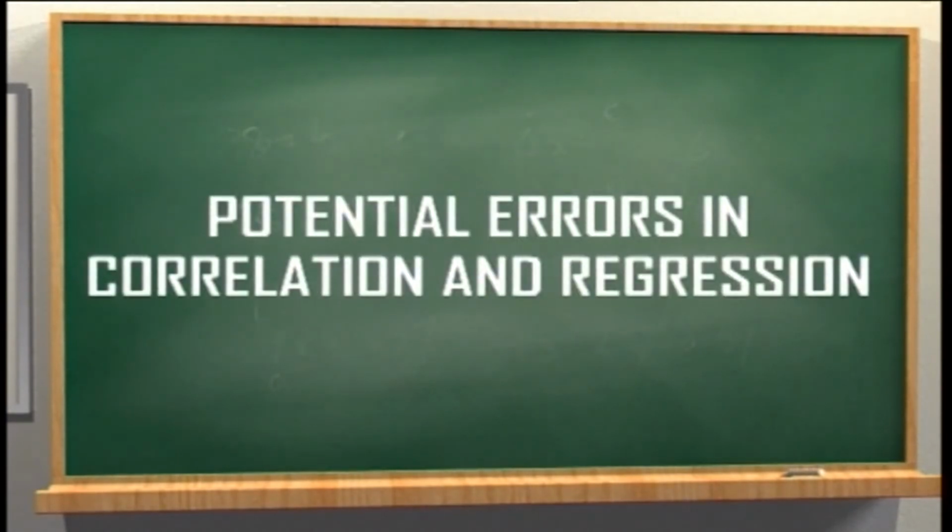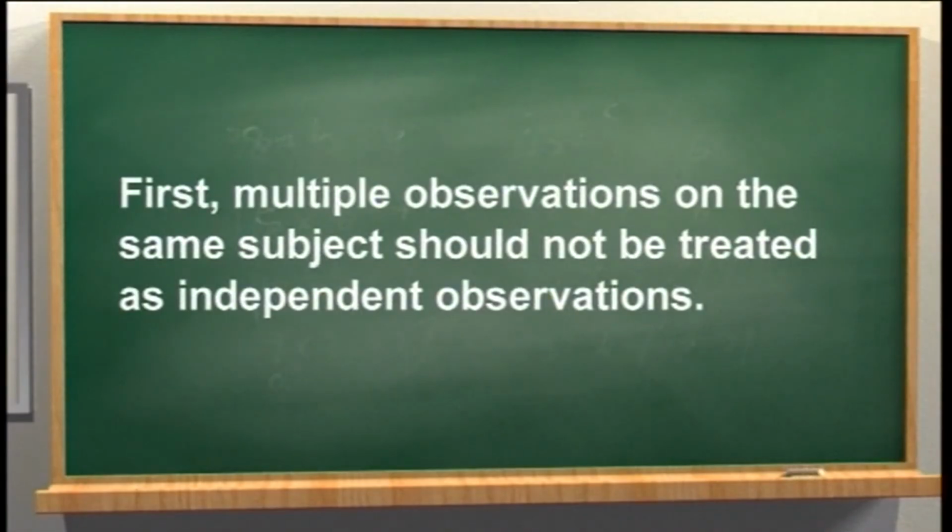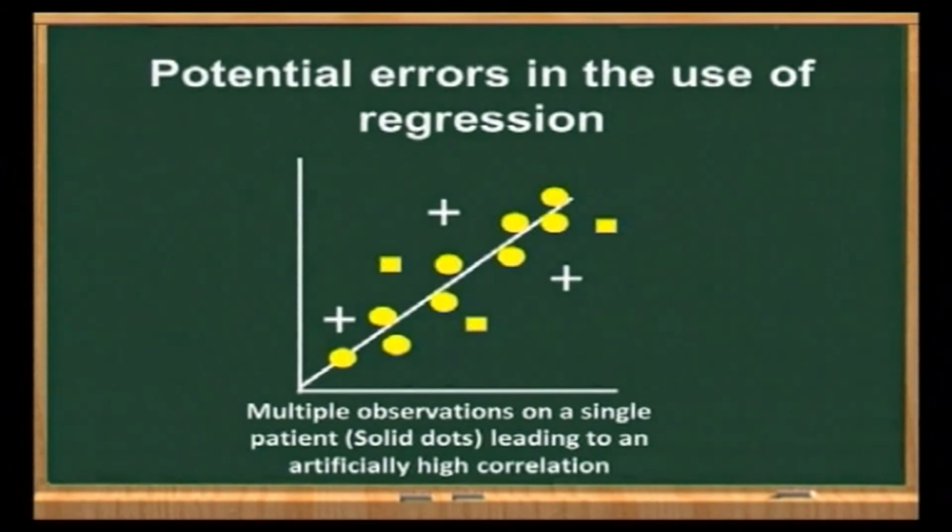Potential errors in correlation and regression. Two special situations may result in erroneous correlation or regression results. First, multiple observations on the same subject should not be treated as independent observations. The sample size of the data set will appear to be increased when this is really not the case. Further, the multiple observations will already be correlated to some degree as they arise from the same subject. This results in an artificially increased correlation coefficient.